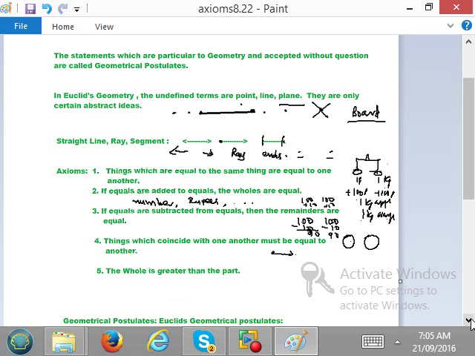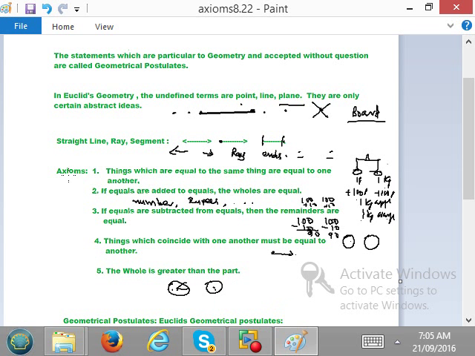Next axiom. These axioms we have to remember thoroughly. Axiom number 1, axiom number 2, axiom number 3, axiom number 4, like that we have to remember. The fifth is: the whole is greater than the part. Take anything whole and cut one portion, then the remainder is this much, and the whole is this much. The whole is always greater than the part. If you cut anything, the whole is always bigger.